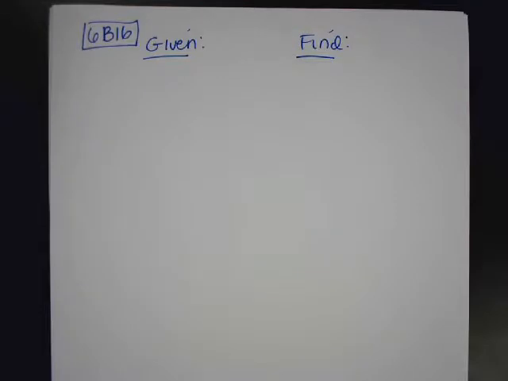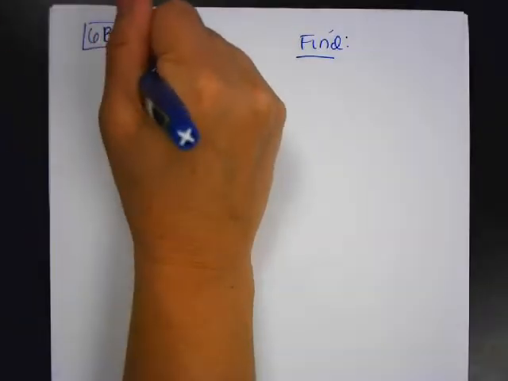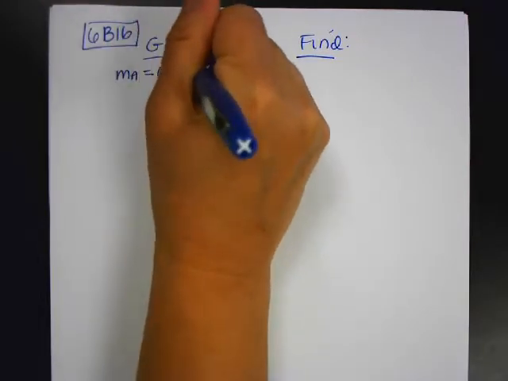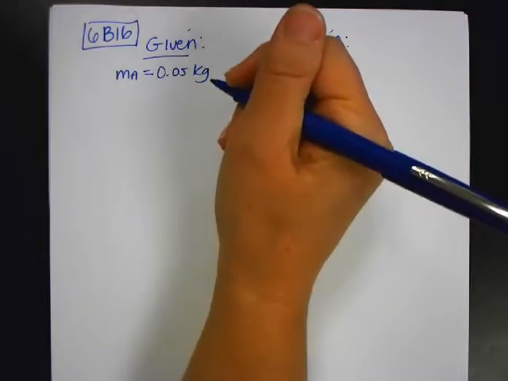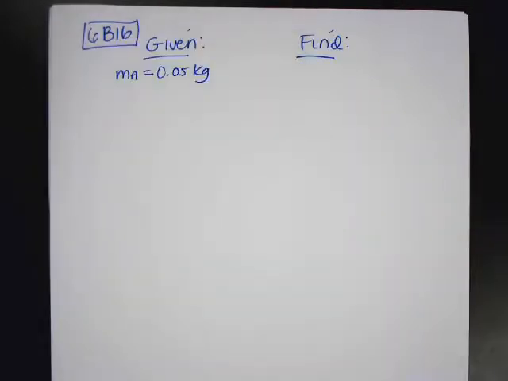So it says a projectile. Because I'm reading that first, I'm going to call that one A. Oh, I'm reading the wrong part. A 0.05 kilogram projectile is launched with a velocity of 647 meters per second.